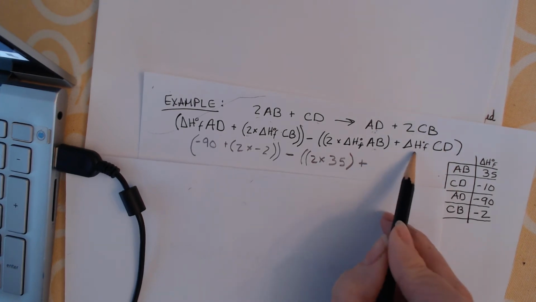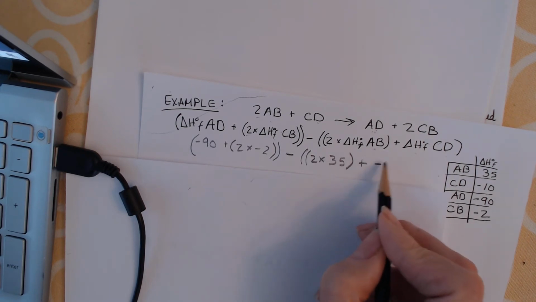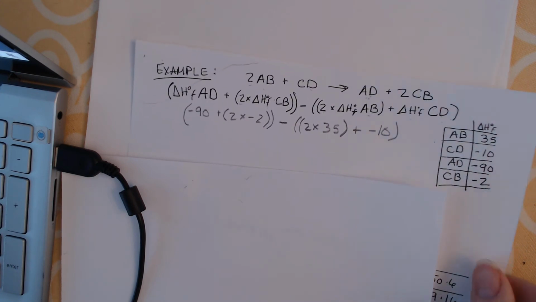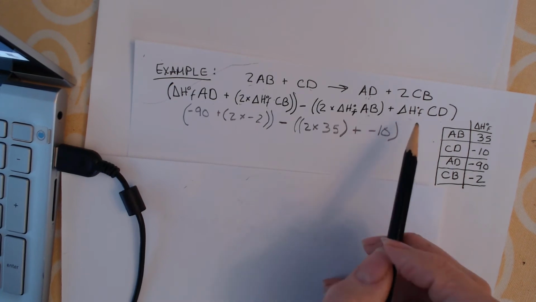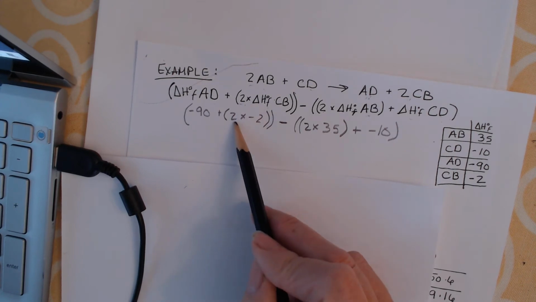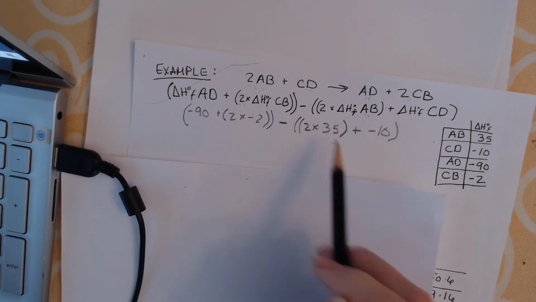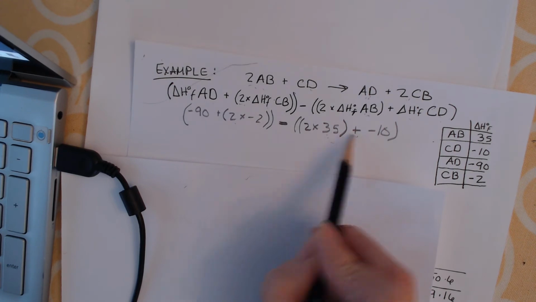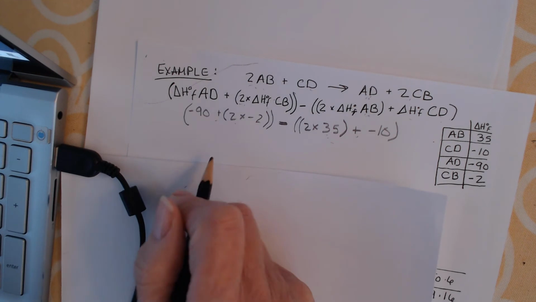Plus standard heat of formation of CD, CD, negative 10. Plus negative 10. All right, so now I'm all populated. And all I have to do, let me go back first and make sure, do I have my coefficients correct? 2 on CB, 2 on CB, there it is. 2 on AB, AB, there it is. All right, so I've got my coefficients correct. I've got my negative in the middle, and I'm adding within my products and within my reactants. So I should be good.